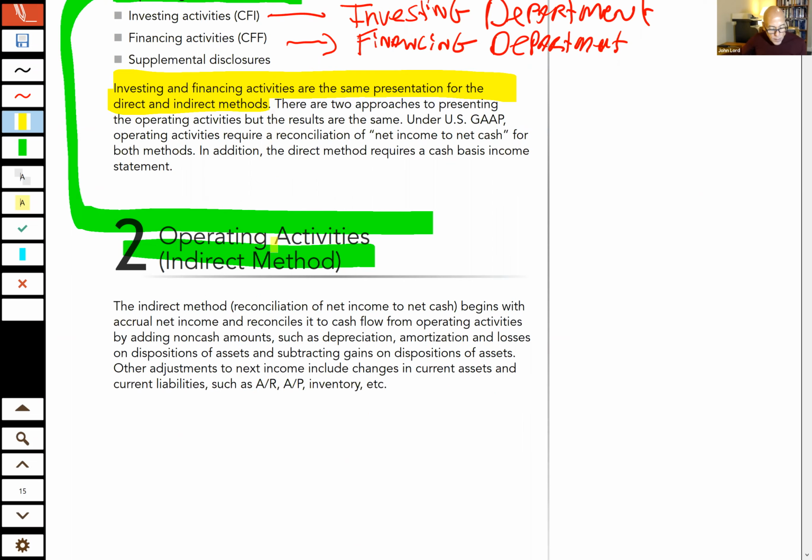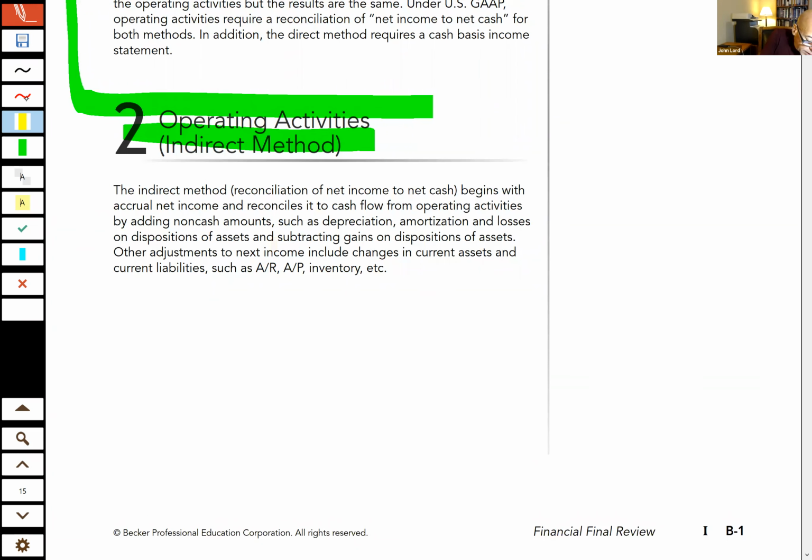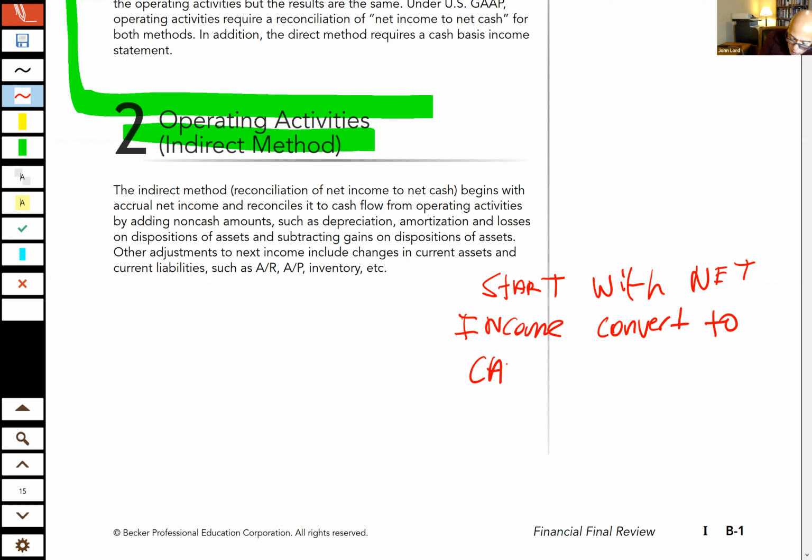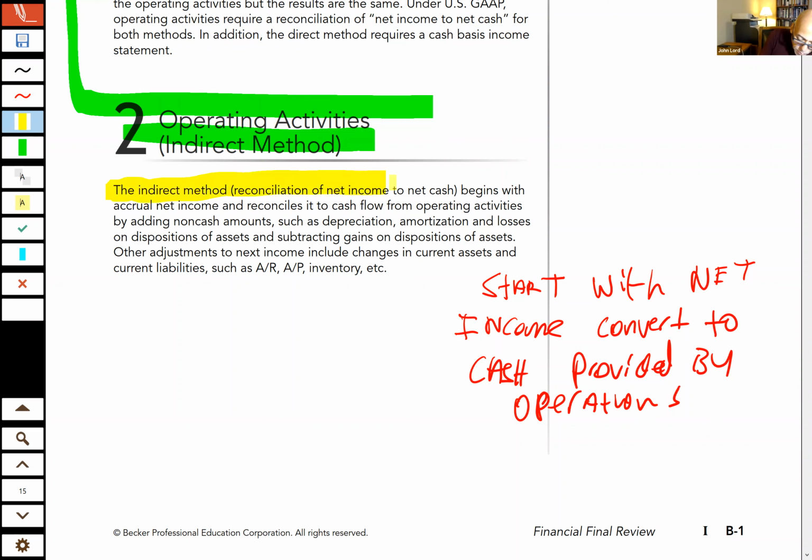Now, the way to look at the operating section is to start with net income. I'm talking about under the indirect method. And convert to cash provided by operations. So you're going to pick up whatever the net income is, and then you will reconcile it to cash provided by operating activities.